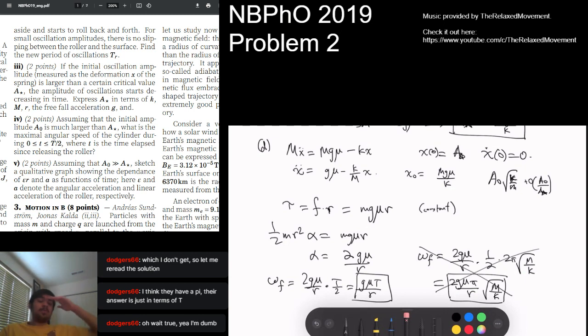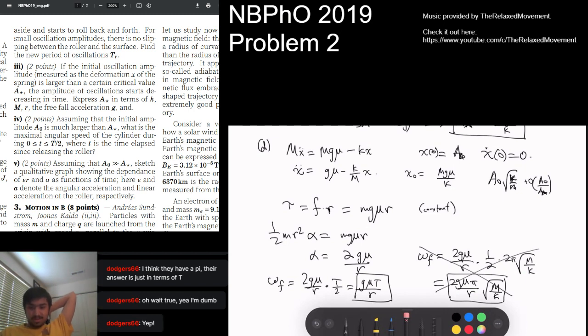Qualitative graph. I do not want to sketch a graph. I really don't. Maybe let's think about it to see if there's anything interesting, but if it's kind of dumb, then maybe we'll just skip it. So same setup, sketch a qualitative graph showing the dependence of alpha and A as functions of time. Okay, I guess we can try this.